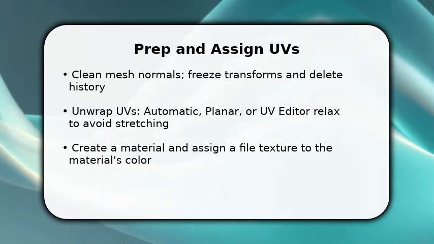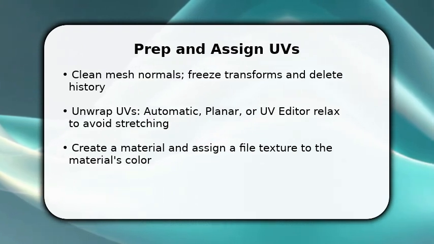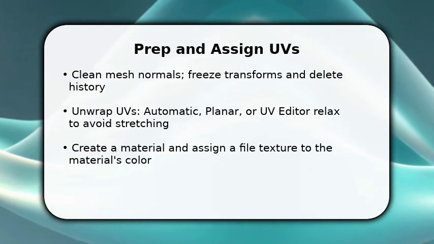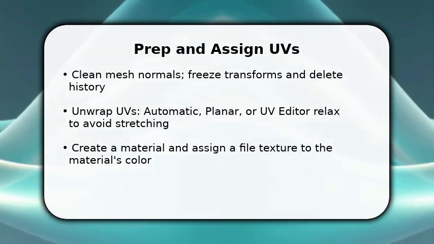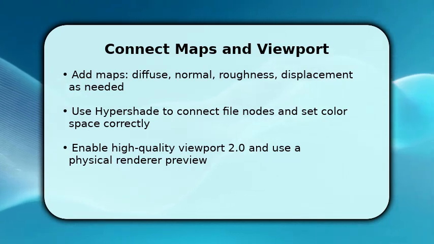Once done, make sure UV shells match the image layout. This prevents seams and stretching and establishes the foundation for accurate texture placement. Now you expand beyond base color. Add normal and roughness maps for surface detail and a displacement map when actual geometry variation is required.